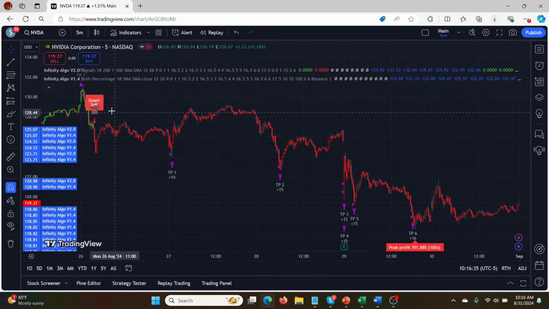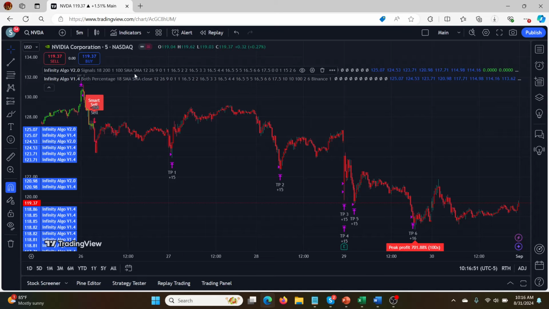So you can see that the signals on Infinity Algo are much fewer, but they are proven to work on certain time frames and tickers that you can see for yourself on a backtest really clearly and obviously which ones work. So that's one of the main differences.